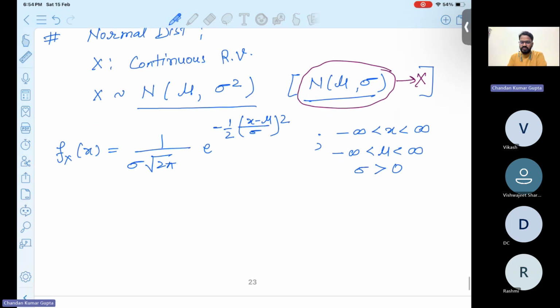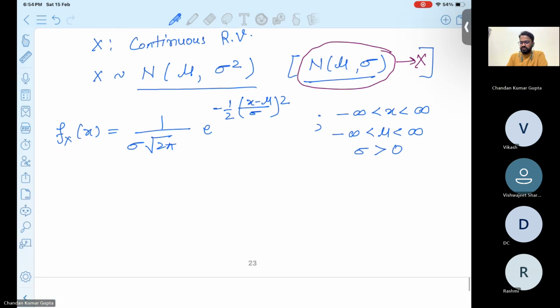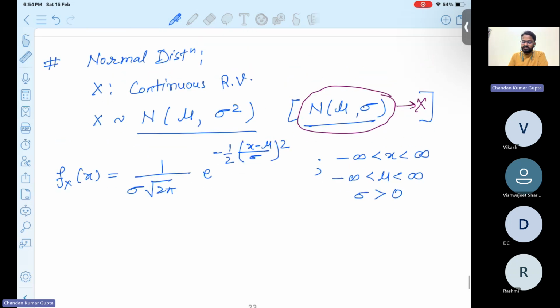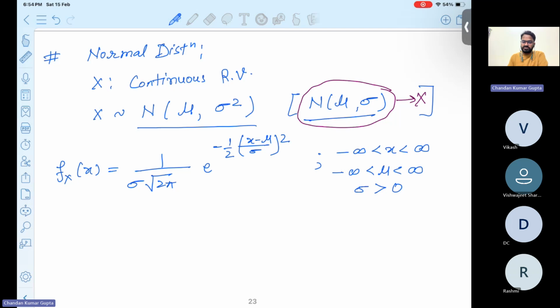Okay. When you write the CDF of this distribution, you will find that it is not possible to integrate this PDF. So some numerical methods are used there to find the CDF, but not in closed form. So we have some tables for the normal distribution. And that's why we use the transformed version of the normal distribution most of the time.